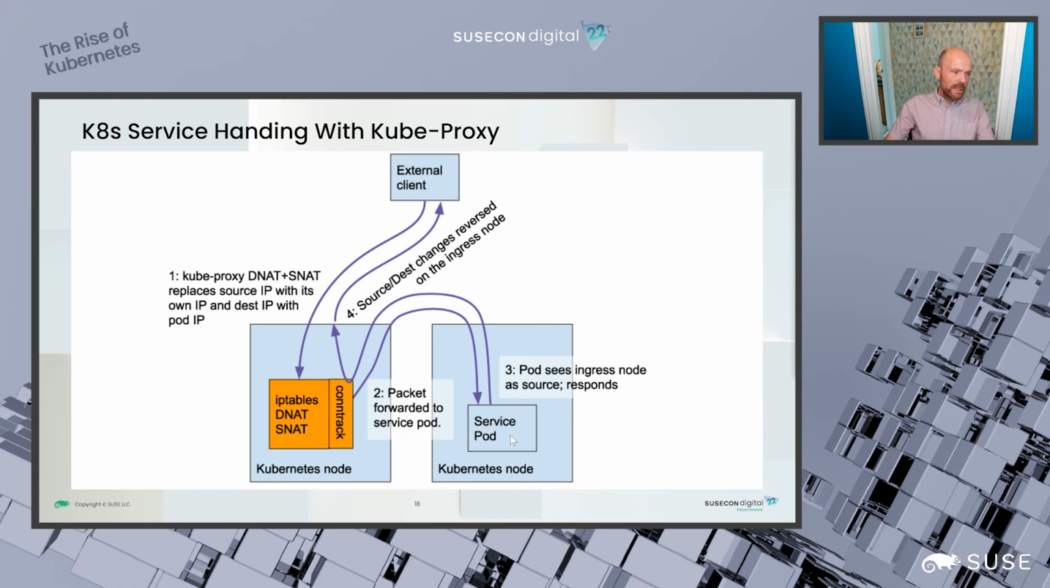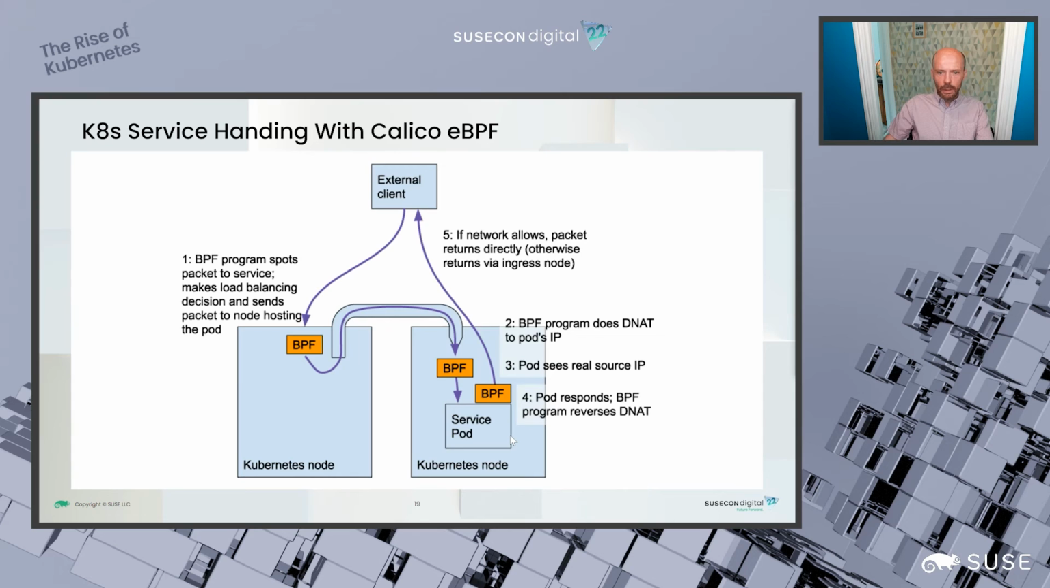The response goes back and the source and destination IP addresses are reversed, and that happens back on the ingress Kubernetes node. Finally, the external client gets the reply. So notice that both nodes are involved in the traffic flow, both on the ingress and the egress, and that the service pod never gets to see the IP address of the external client. So let's contrast that with how this actually looks with a Calico eBPF data plane.